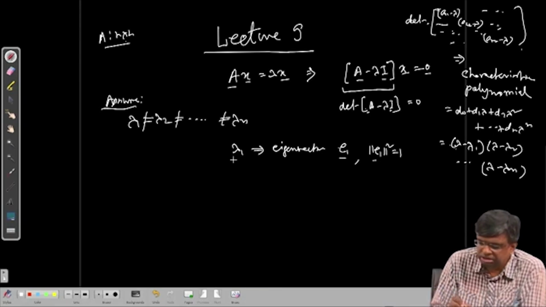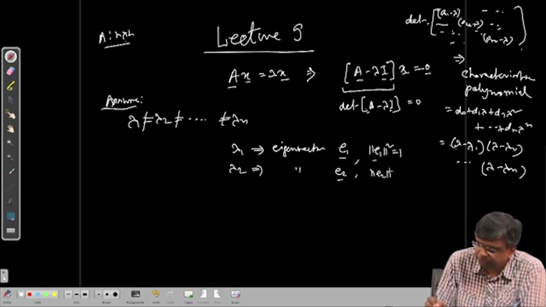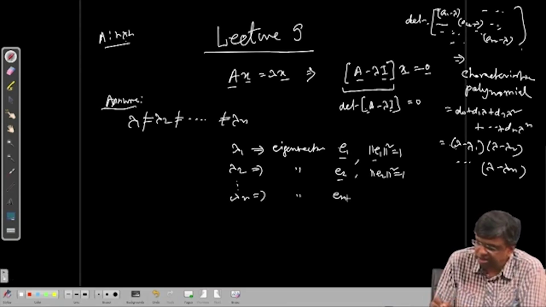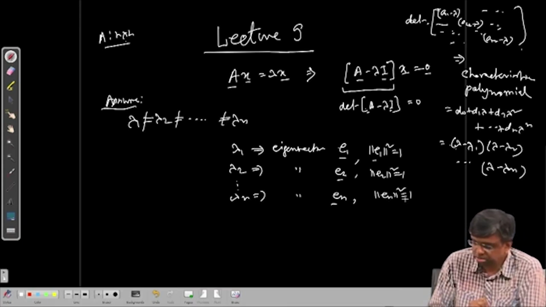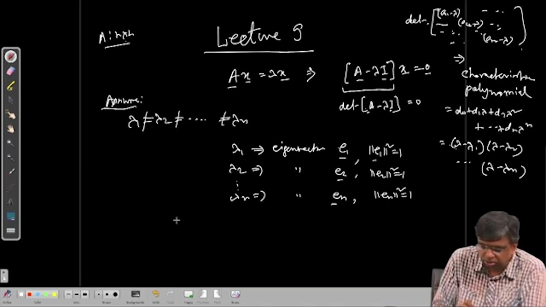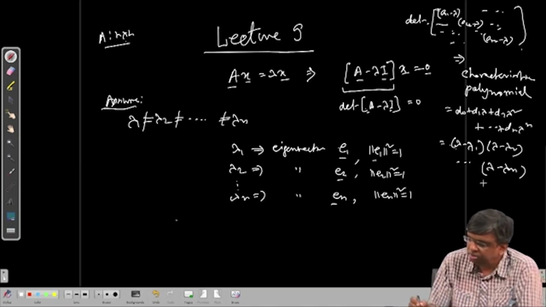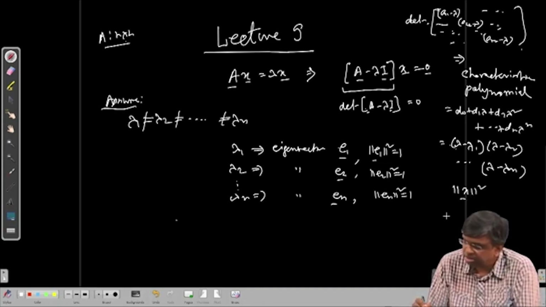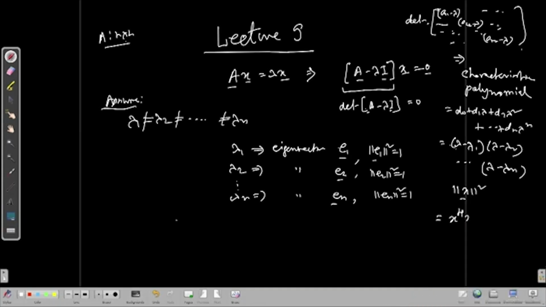So, suppose lambda 1 has this, lambda 2 has eigenvector E2, again and so on, lambda n has eigenvector En. All right. None of them is a 0 vector, and remember the norm square of any vector is x H x. Yesterday we saw that H is the Hermitian transposition, and the inner dot product between any x and y is x H y. These things were seen yesterday.